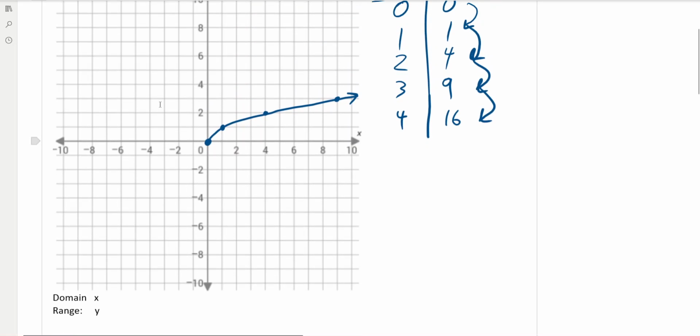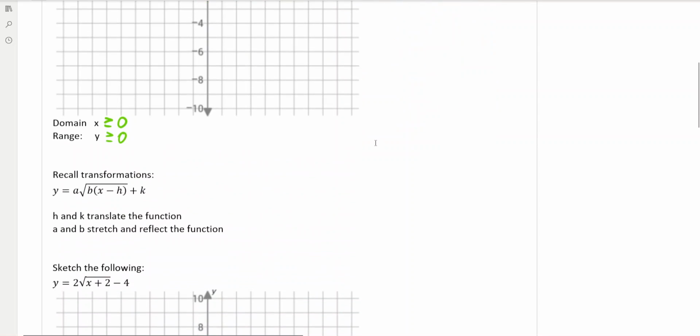If we look at that function and talk about the domain and range, we can say that the domain is that x has to be greater than or equal to 0. For y, it has to be greater than or equal to 0 as well. That's just for the parent function.